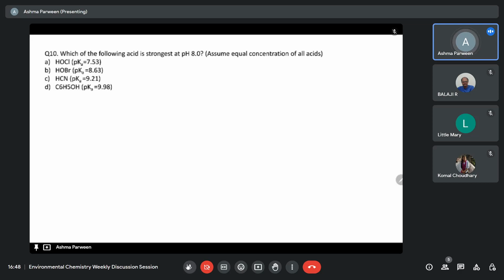We have to find out which of the following acids is strongest at pH 8. We have to assume equal concentration of all the acids. We have been given 4 acids and their corresponding pKa values, and we have to find the strongest acid among them at pH 8. So I'll give you all 2 minutes. Just think about this and write your reason in the chat box, or just unmute yourself and say the reason.